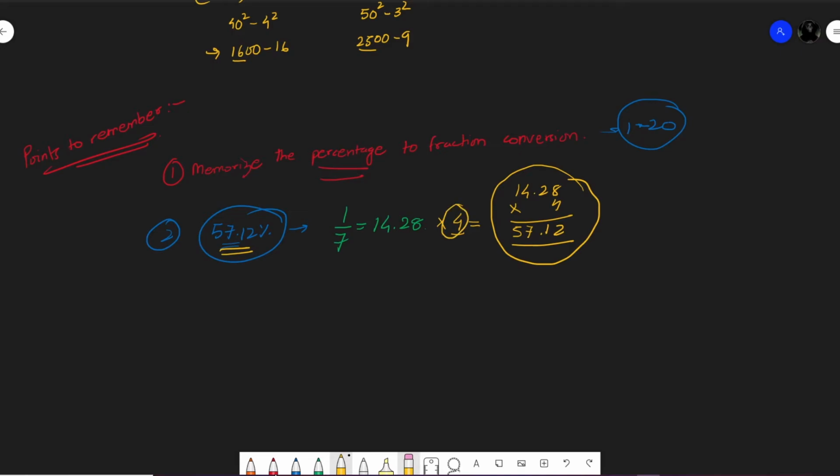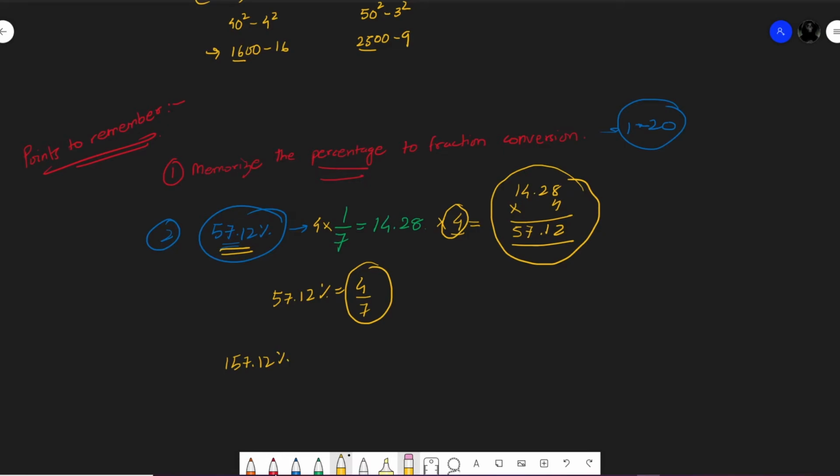Now we have multiplied this by 4, so here it will also be multiplied by 4. So we can also write 57.12 percentage equals 4 by 7. 4 by 7 is the fraction counterpart of 57.12 percentage, right? Understood?